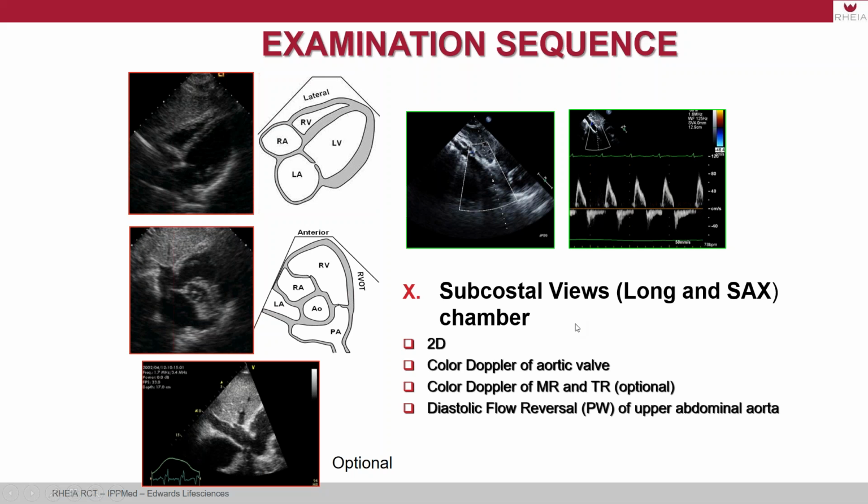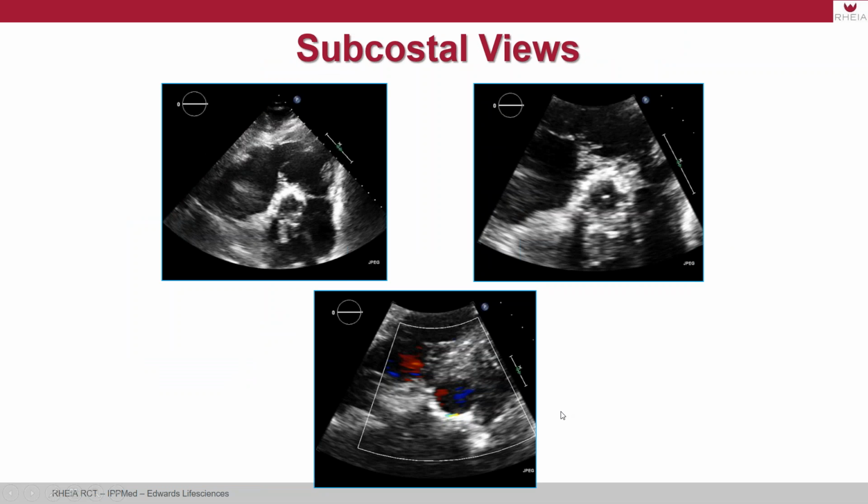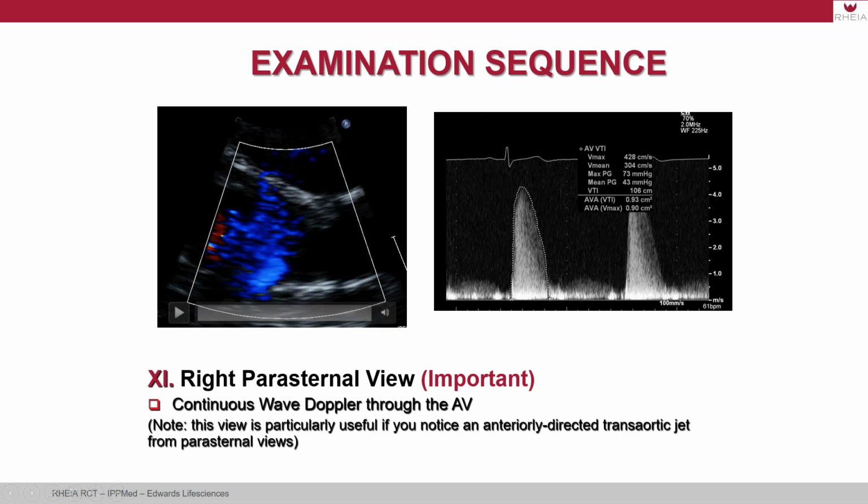Generally, that's the view that we do at the end. As you know, the subcostal views: color Doppler of the aortic valve, color Doppler of MR and TR. Optional, but diastolic flow reversal of the upper abdominal aorta, especially if there is any evidence of significant AR. And again, illustrating subcostal views.